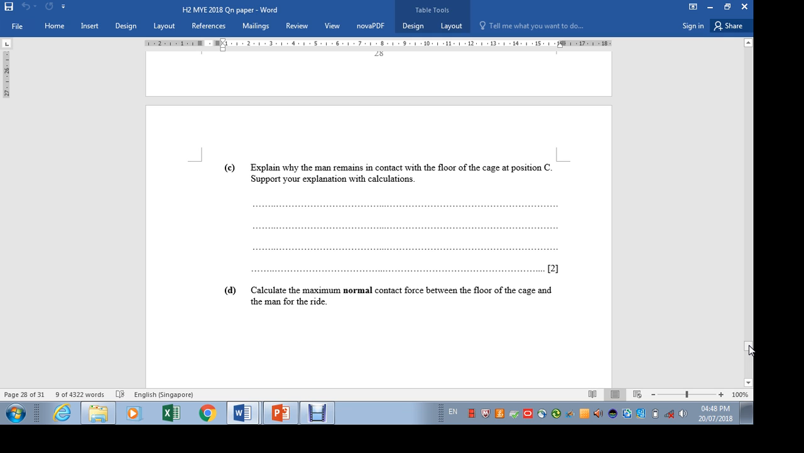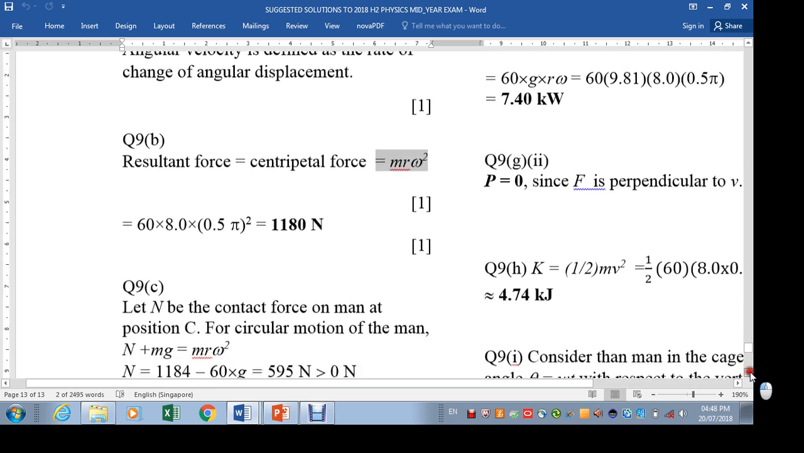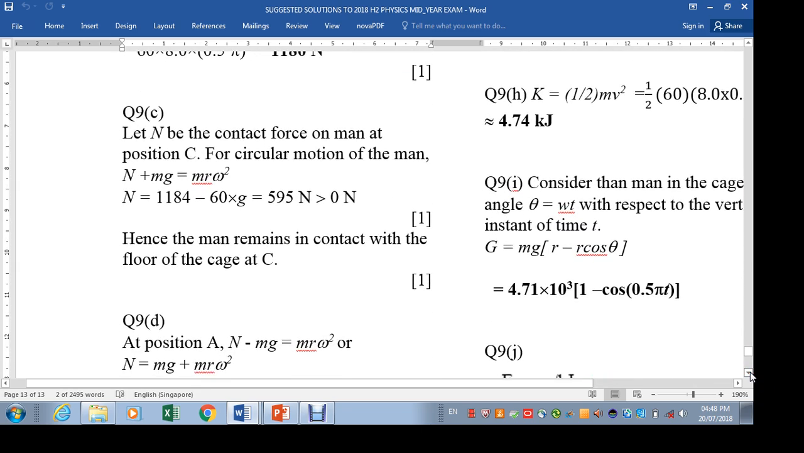So there are a few ways to go around it. Let's look at what answer they say and we copy the format. So they say let n be the contact force. Did they say use calculations? Yeah, support your answer with explanation and calculations. Well done. So there are a few variants to this. In some Cambridge questions and some exam questions, they don't ask you to calculate. They say explain your answer. I'll do that later on, but let me go through this one first.